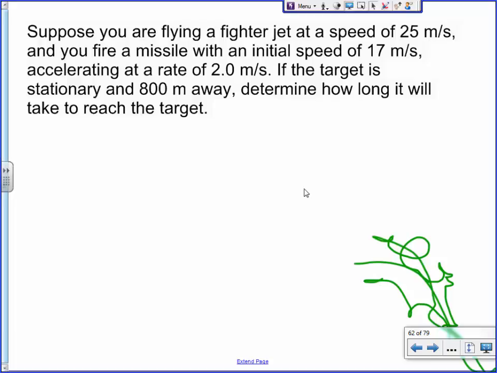Because it says it's accelerating. So then the acceleration of the missile is 2 meters per second squared. I must have missed a unit there. We have a distance. The distance the missile needs to travel is 800 meters. Let's find time. This one's actually nowhere near as complicated as the last one, is it? What formula do I use?